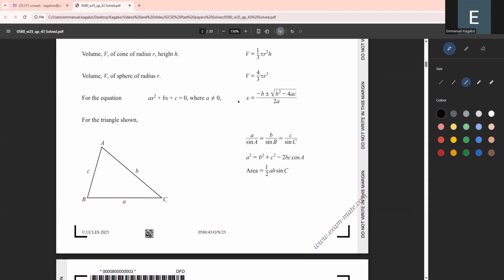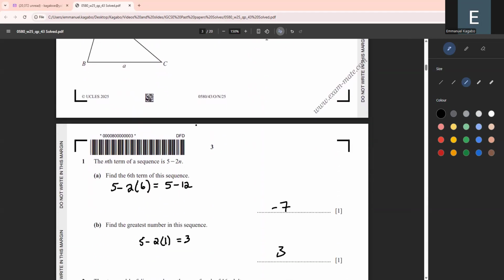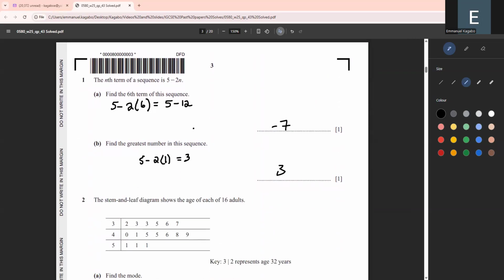These are the formulas which are given in the exams, but I always advise students it's better if you memorize them. So question 1. They gave you the nth term. This is the formula given. Then they said find the sixth term. That means this is the nth term, where there is n, you have to put there 6.